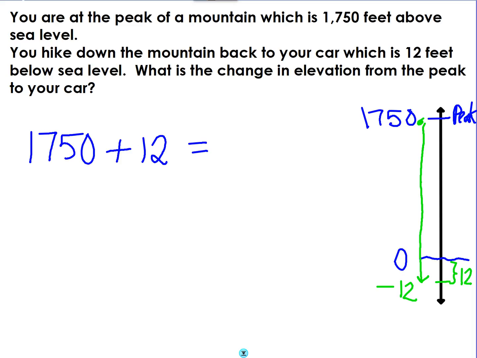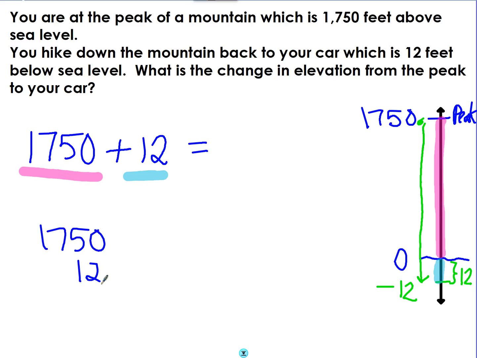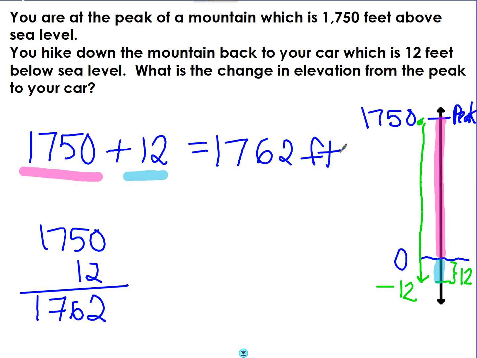Okay? So let me just show that one more time with a highlighter. This piece here is 1,750. This piece here is 12 feet. So my total change in elevation from top of the peak down to my car ends up being 1,750 plus 12, which is 1,762 feet total. Okay? You may see some people consider this a total distance problem.